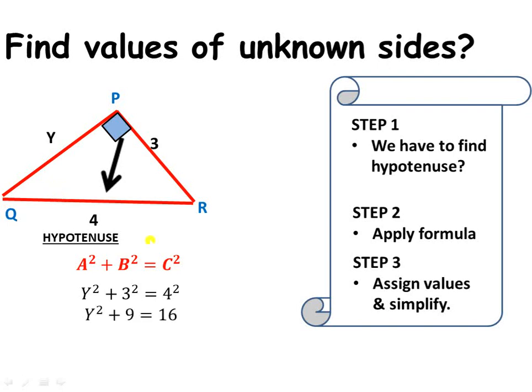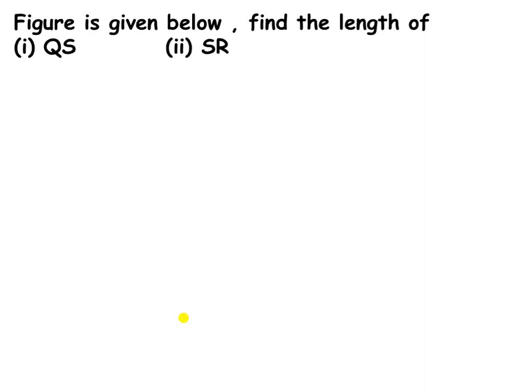In the next step, simplifying the squares, 3 square is 9 and 4 square is 16. Then in the next step, 9 will go on the left hand side and we get the answer Y square equals 8. At the last step, we have to take the square root on both sides and we get Y equals square root 8.